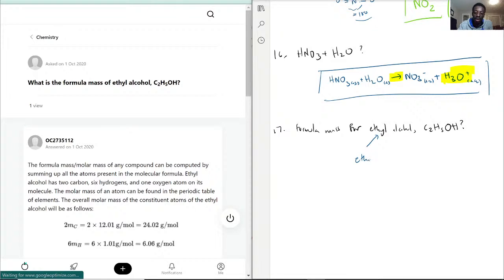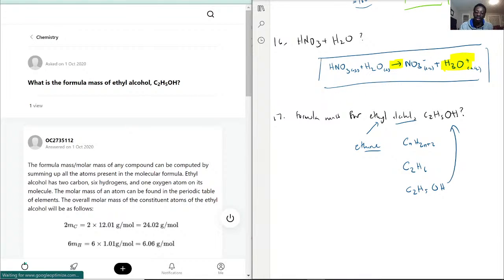Because we know ethane, with the ANE, follows the rule CnH2n plus 2, and eth means 2 for the prefixes, so we have C2H, and then 2n plus 2 would be 2 times 2, which is 4, plus 2, H6. But now for alcohol, one of the hydrogens is dropped and replaced with a hydroxide group. So we have C2H5, because one is dropped, and the hydroxide group is OH. And that's how we get that for ethyl alcohol.